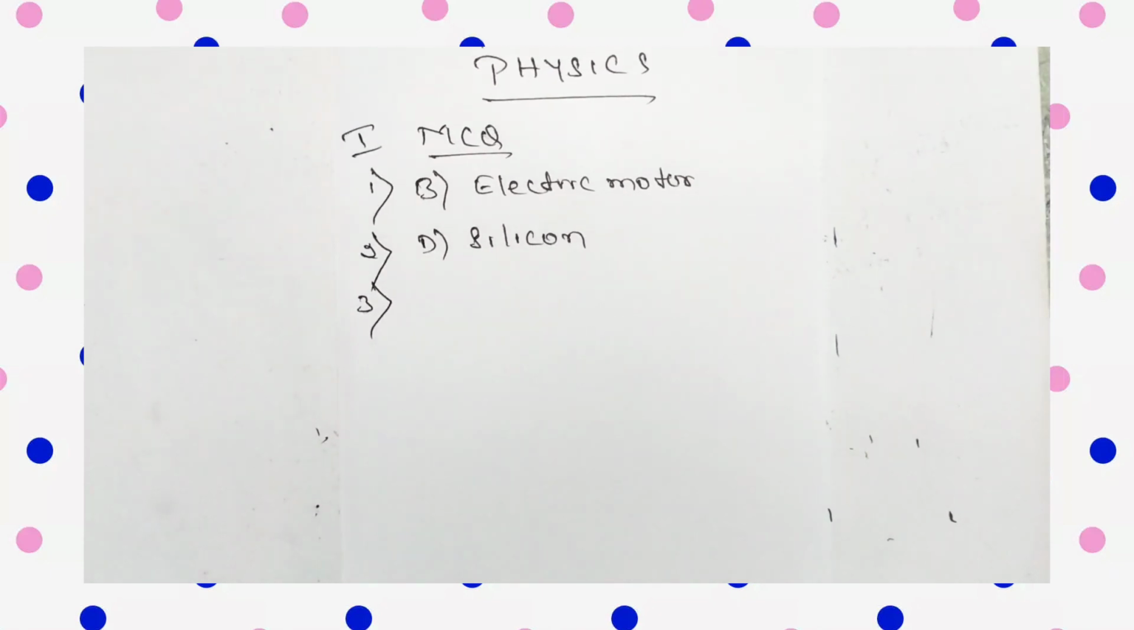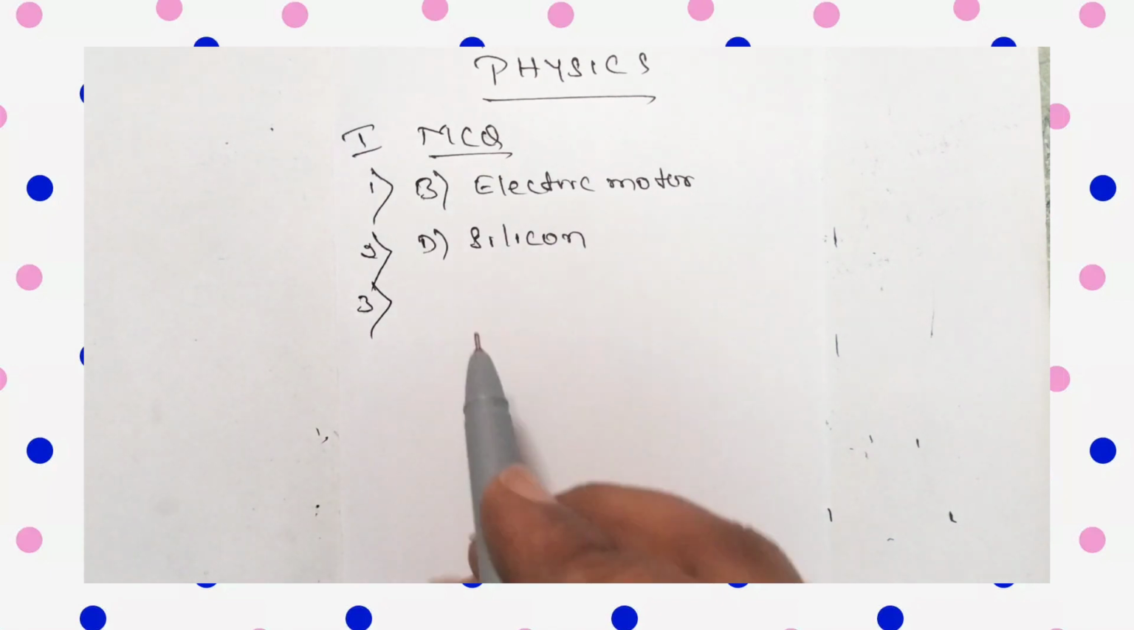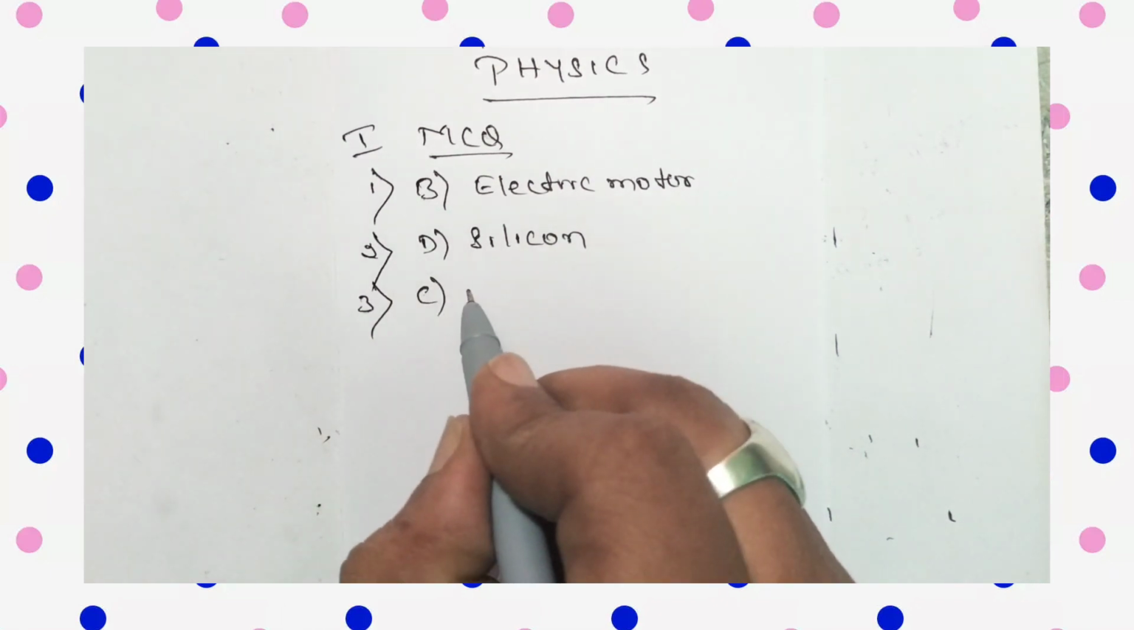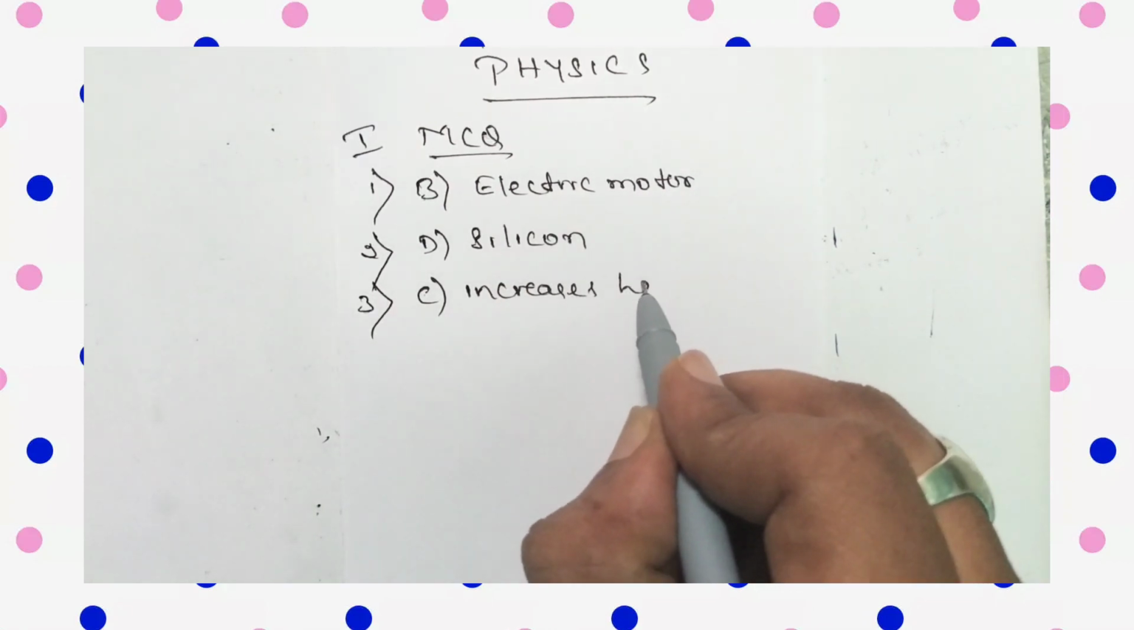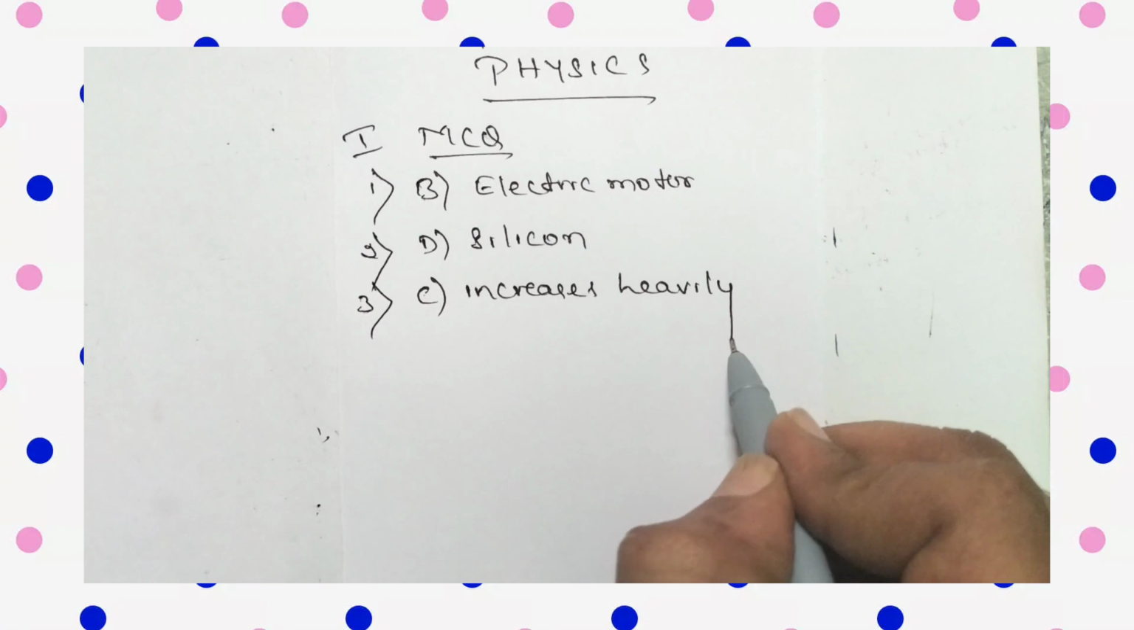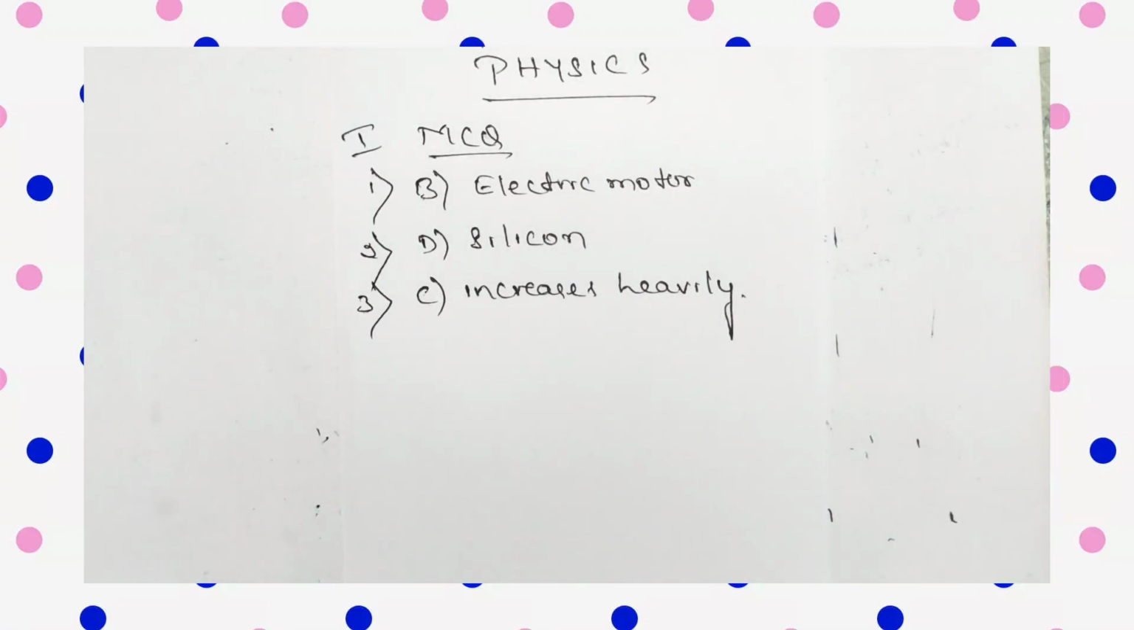Then coming to the third question: at the time of short circuit, the current in the circuit reduces substantially, does not change, increases heavily, varies continuously. So at the time of short circuit, the current in the circuit increases heavily. Option C, increases heavily. So this is the answer. Option C is the answer for the third question.